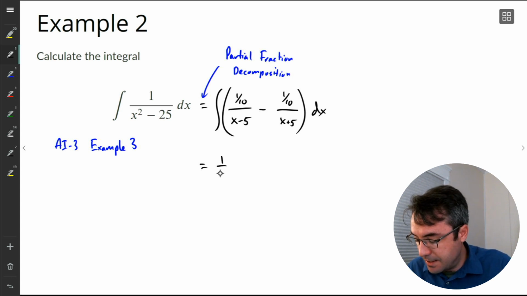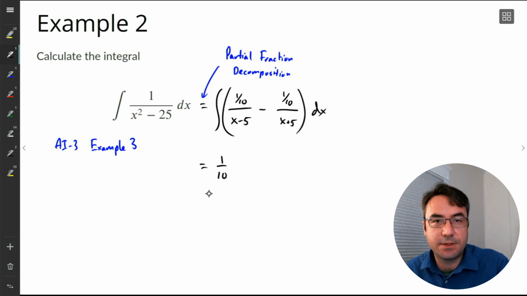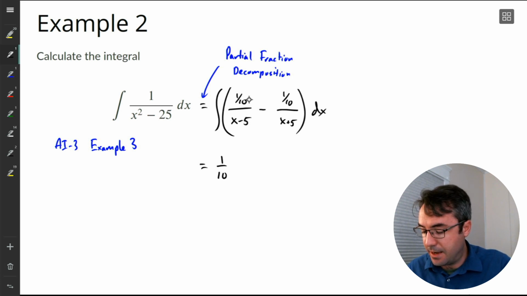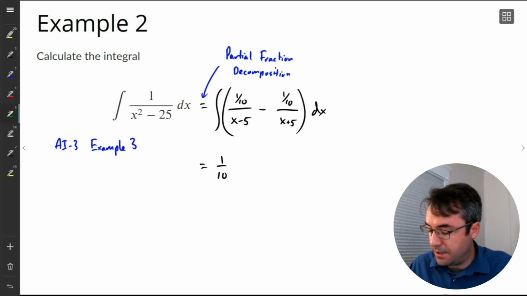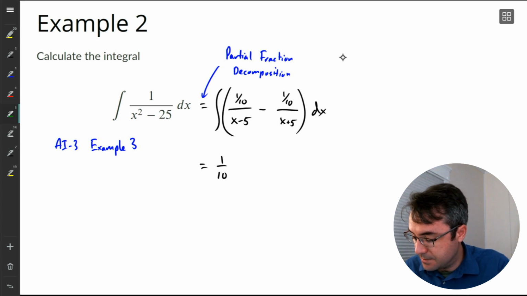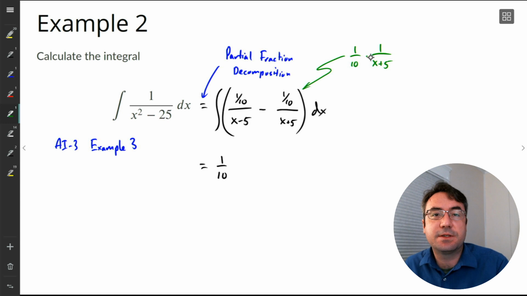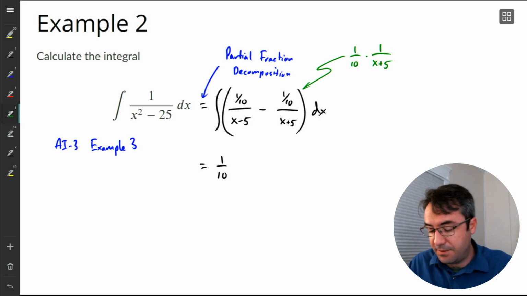So the 1 over 10 is a constant. That's just going to be in front. And then, if you want, you can think of these as maybe like this last one here. You could also think of these as like 1 over 10 times 1 over x plus 5. Maybe that's a little easier to see. And so the 1 over 10 is just a constant multiple, so it's just going to stay in front. And then how do we integrate that 1 over x plus 5?